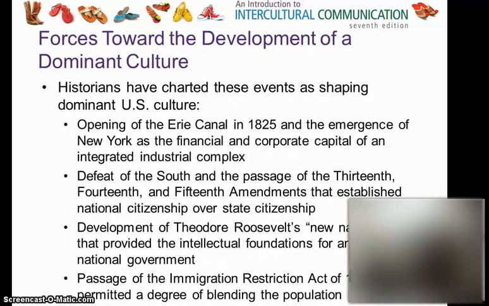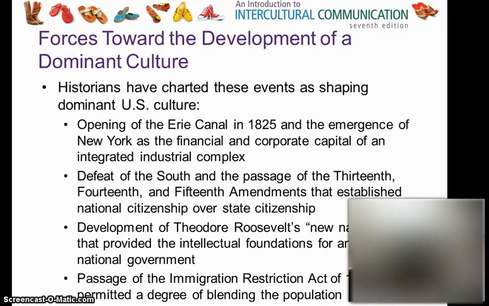Forces toward the development of a dominant culture. Okay, so let's look at the history that brought us up to where we are today. Historians have charted these events as shaping dominant U.S. culture that brought us to our culture today. The opening of the Erie Canal in 1825, okay, and along with this was the emergence of New York as the financial and corporate capital of an integrated industrial complex.